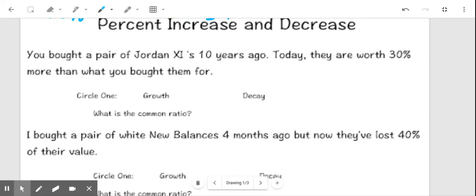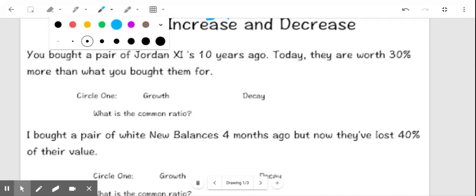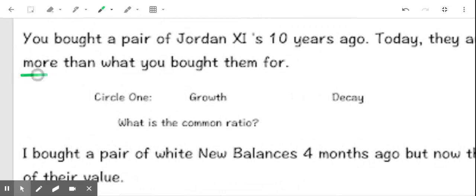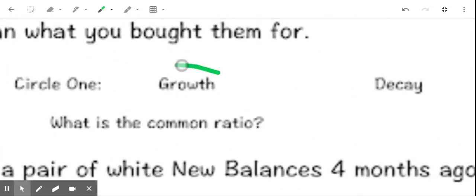All right. So you bought a pair of Jordan 11s 10 years ago. We all know that Jordan 11s are one of the greatest shoes ever created. And so today, those shoes are worth 30% more than what you bought them for. So we need to know right now, are we increasing the value of those shoes or are we decreasing the value? Well, if they're worth 30% more, that tells me that we're increasing, right? And once again, that means we're going to see growth.